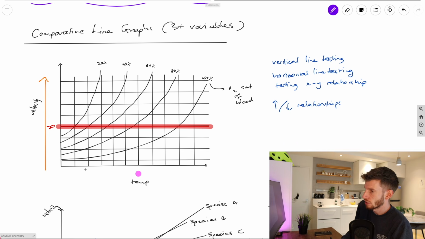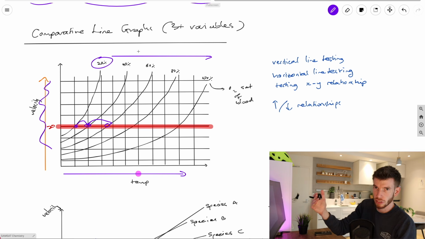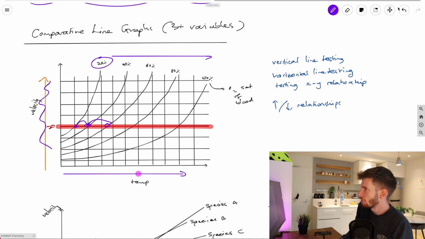So in that case, I'm going to increase the temperature at this fixed velocity. And now what's going to happen is I'm going to start at 20%. And then I can see that as I run along the red line, it's jumping to higher and higher oxygen saturations. So that means there's a positive relationship between temperature and oxygen saturation in that case.